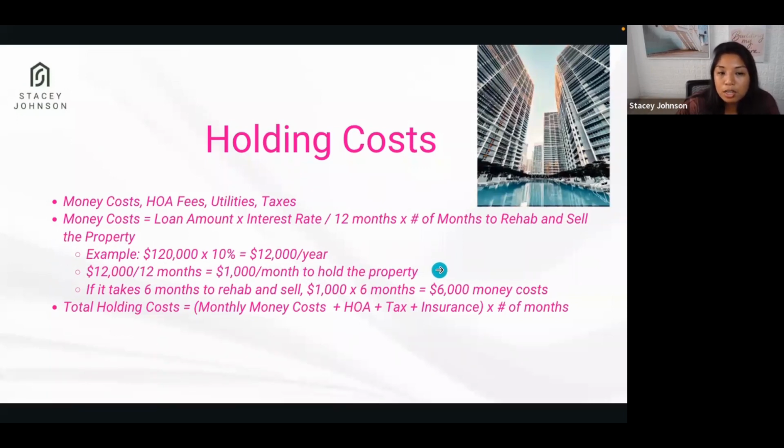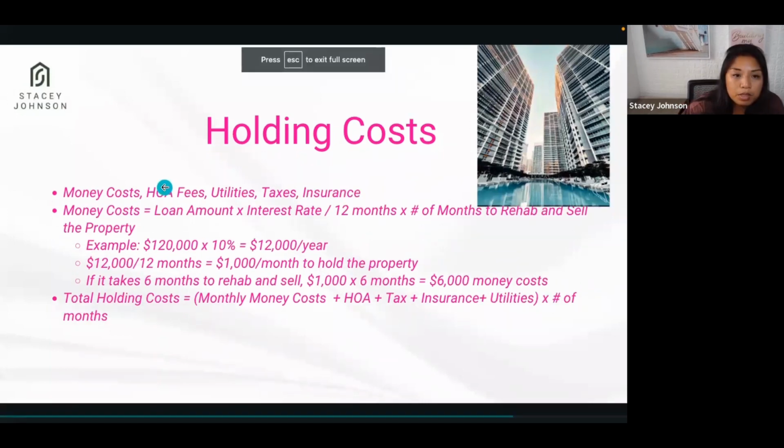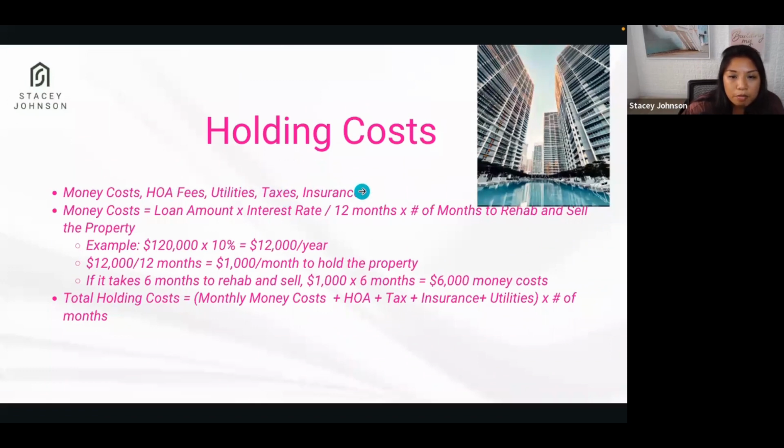So if you need 6 months to rehab and sell it, let's say it takes 3 months to rehab and 3 months to sell, you're looking at an additional $6,000 of money costs for a property that's $100,000. These costs, again, you can get from the public records or ask the seller what they're paying. You get that total amount and you multiply it by the number of months.